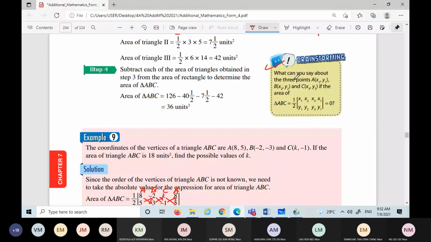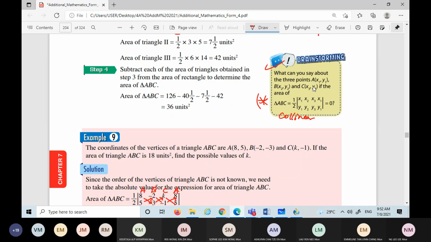Okay, what can you say about the 3 points if the area is 0? If the area is 0, the 3 points are collinear. So this is the answer. They are collinear. This one you have to put into notes.